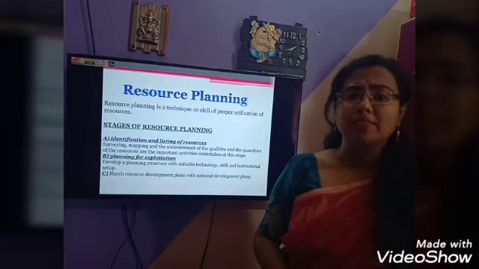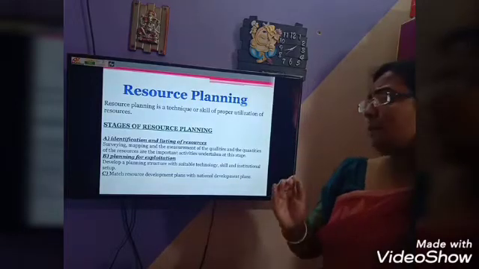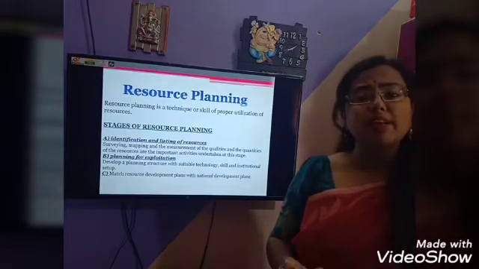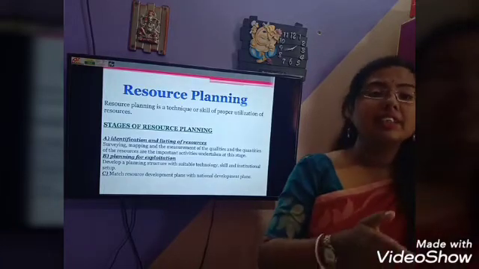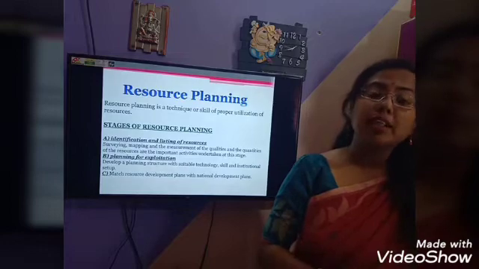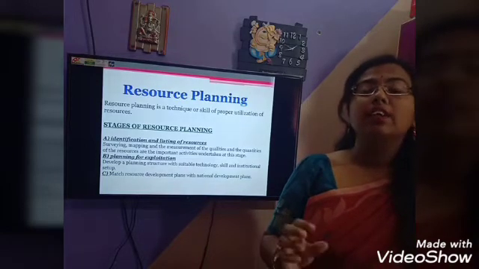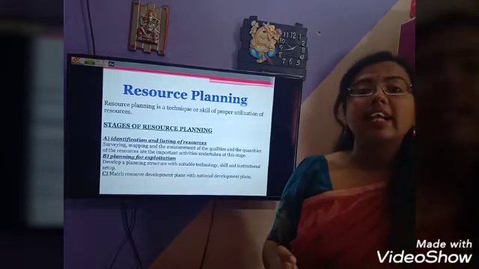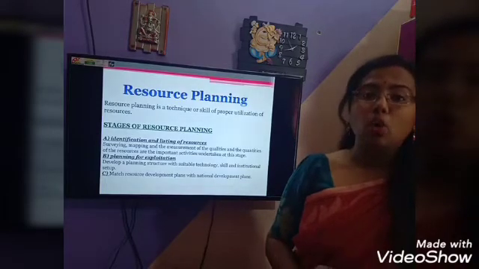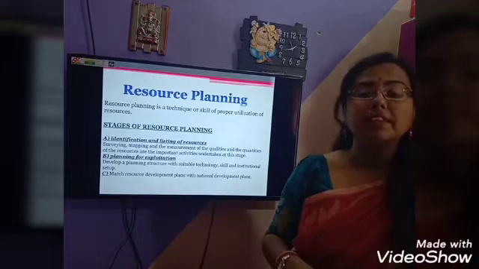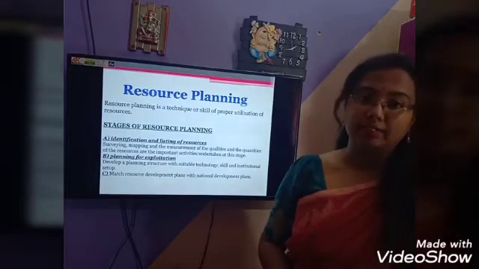And the last step is that match the resource development plan with our national development plan. That means we have to plan the resource in this way that our nation or our economy also get benefited with the plan. Next.